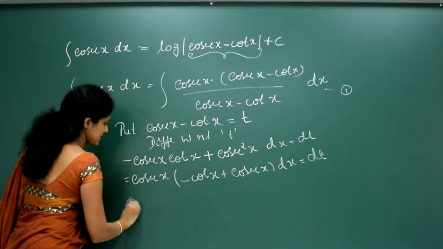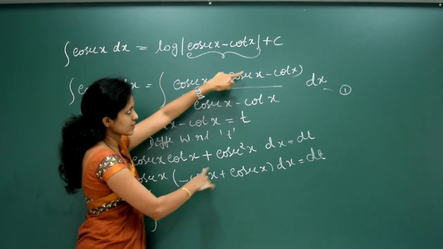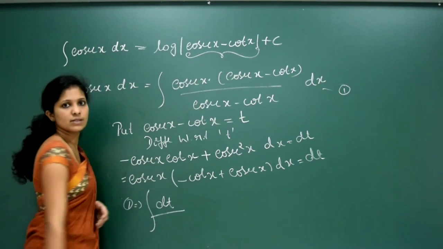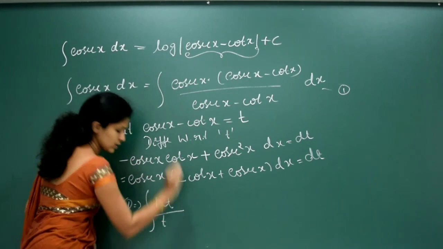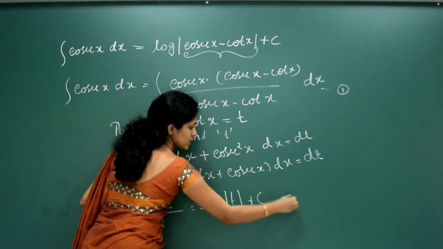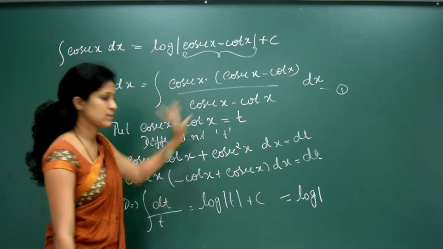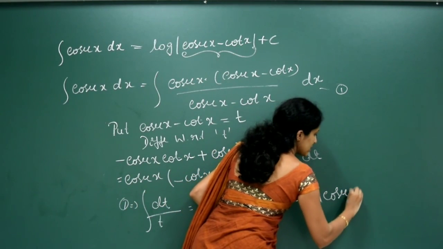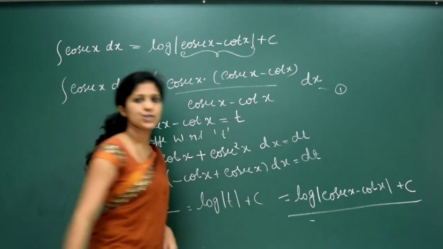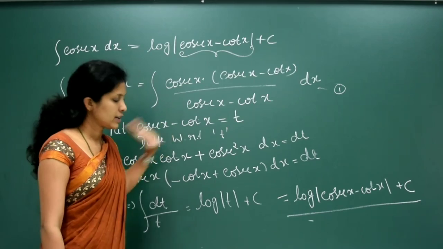So 1 implies integration of cosecant x into cosecant x minus cot x, dx will be equal to dt divided by cosecant x minus cot x, the substitution is t. So this is equal to log of mod t plus c. What is t? The value of t is cosecant x minus cot x. So I can write log mod of cosecant x minus cot x plus c. Okay, this is the integration of the cosecant x function. Add all the 4 formulas to your formulas list. Okay, remember these formulas.